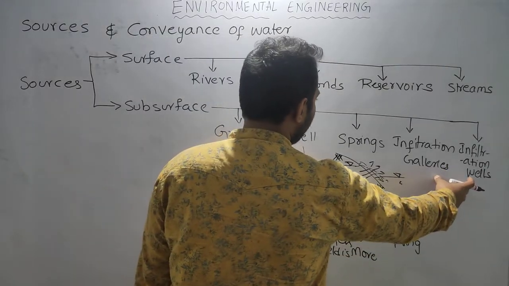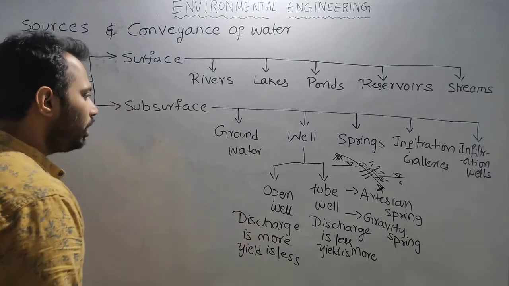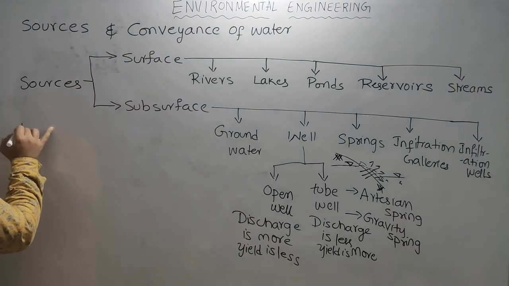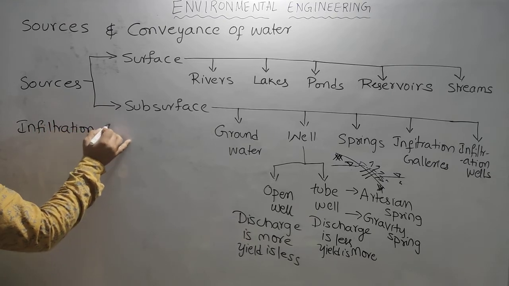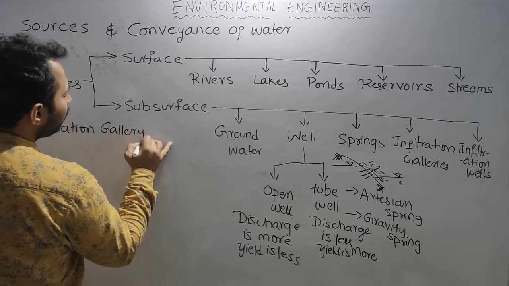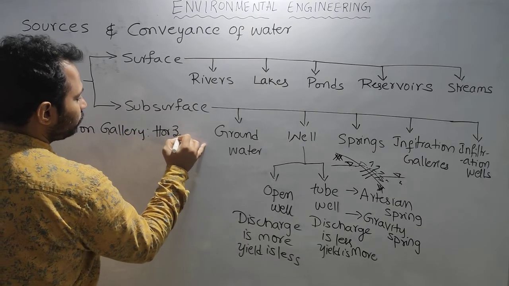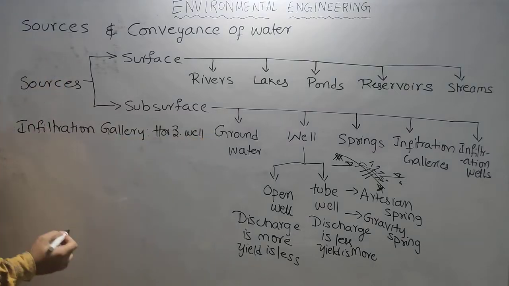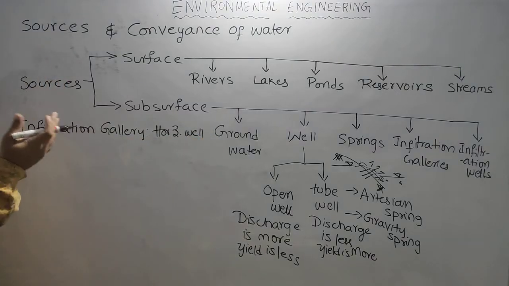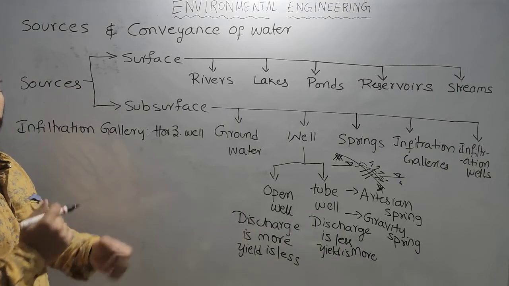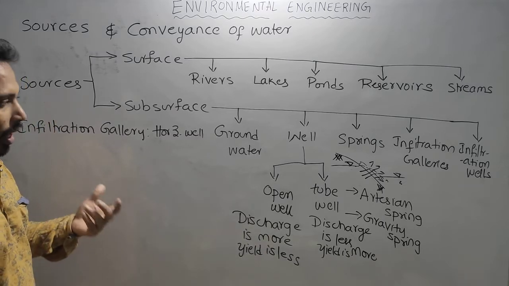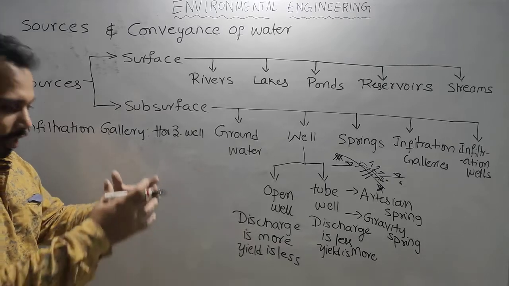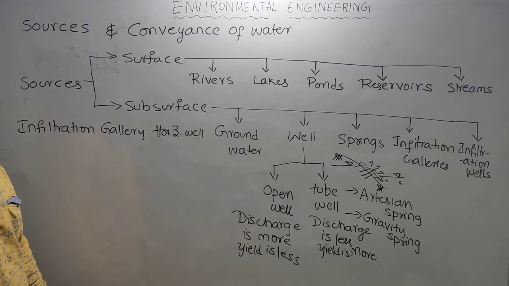So infiltration wells and infiltration galleries, let us discuss. So infiltration gallery, it is nothing but a horizontal well. See, generally a well will be vertical, having opening on the top and bottom. Why open in the top? To get the water outside the well. Why open at the bottom? To get the water from the ground. So well is simply a tube vertically standing on the ground at some depth.